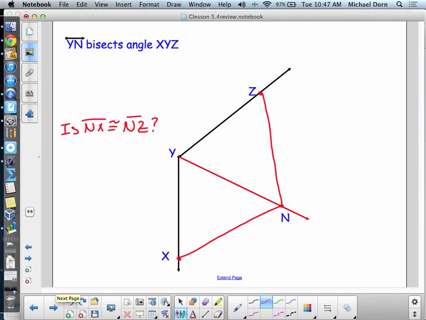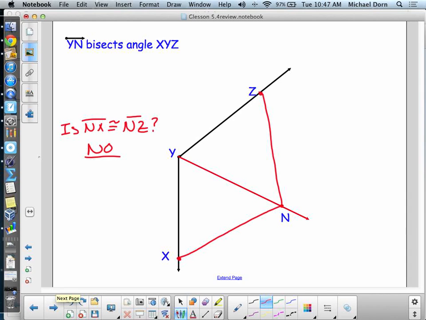Yes. Why? Because any point is equidistant from the side. So how do we measure distance to the side? We have to have a right angle with the side. Is this the right angle? Is this the right angle? So the answer here would be no. There's not enough information to make that conclusion.